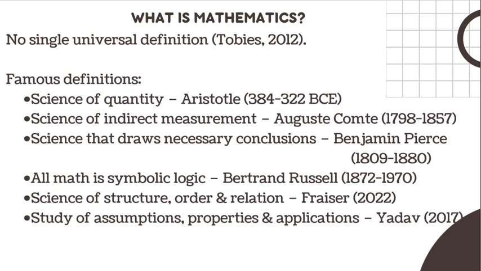So according to Aristotle, he saw it as the science of quantity. According to Auguste Comte, it is the science of indirect measurement, and Peirce saw it as a way of drawing necessary conclusions. And also, according to Russell, math is all about symbolic logic. And more recent definitions, no, emphasize the structure, the order and relation, and the application. So by Fraser and Yadav.